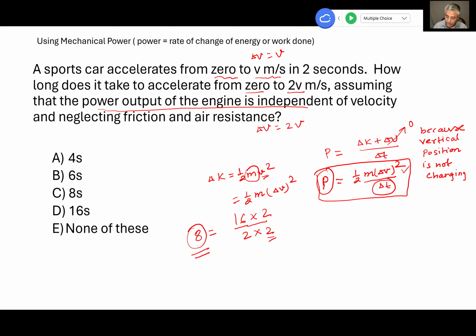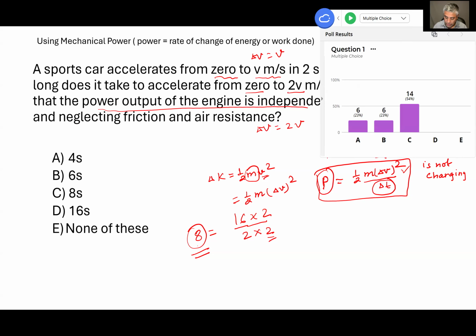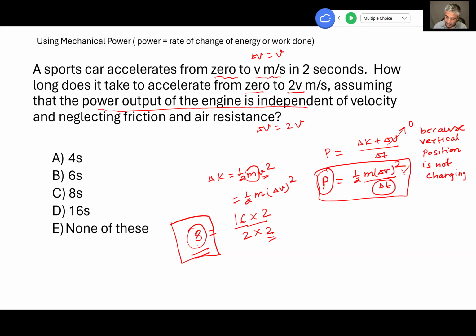Okay, let's see what we got here. So we got 3, and C has a majority. Oh, is that the right answer? So let's see, how do I get that? So here, delta V was just V, but this is 2V. So this equation has delta V squared, not just delta V. So delta V squared here is going to be just V squared.